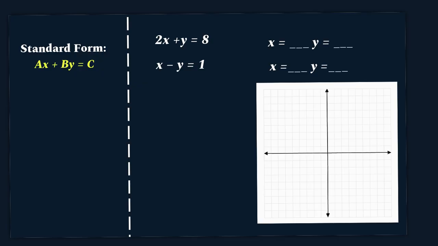When we talk about the x-intercept, that means it's a point where y is 0 and the line is crossing the x-axis at that specific point. And when we talk about the y-intercept, that means x is 0 and the line is crossing the y-axis at that specific point. Okay, so let's rewrite our first equation.